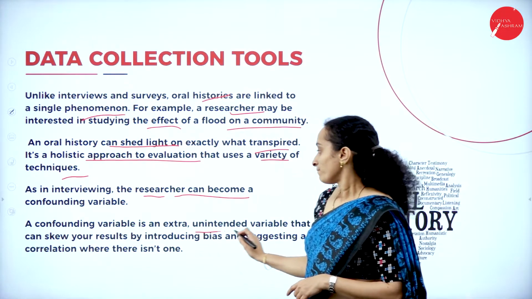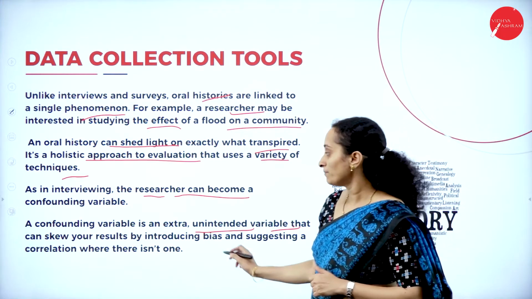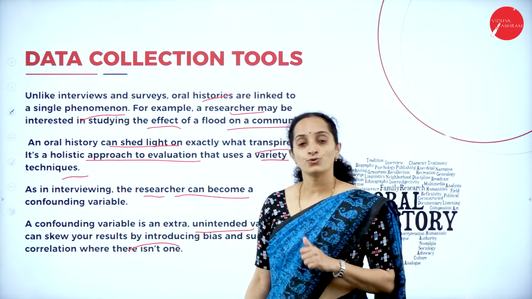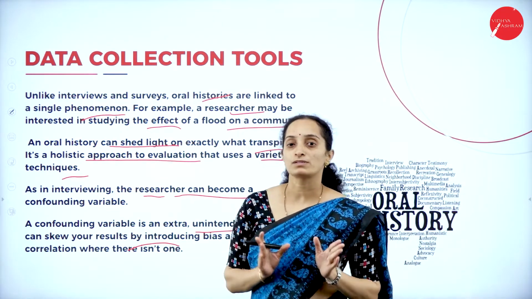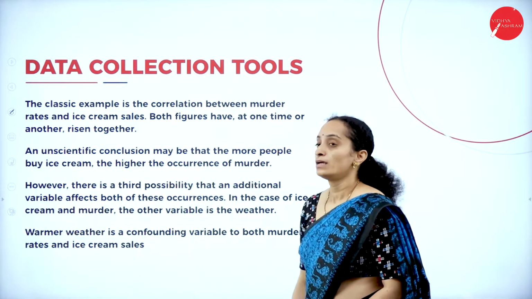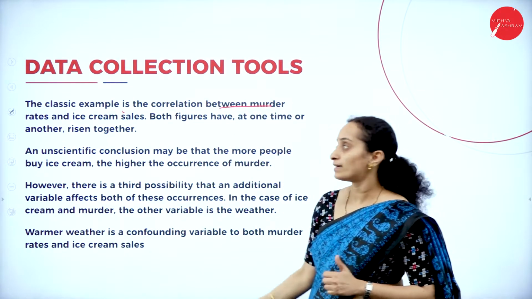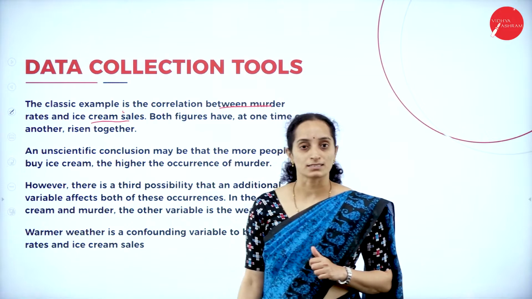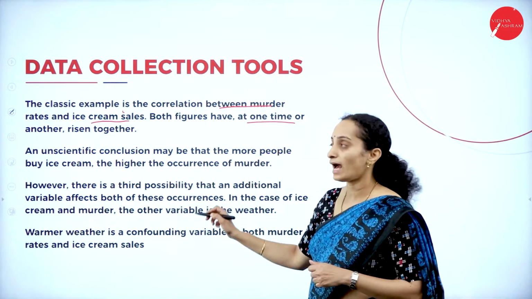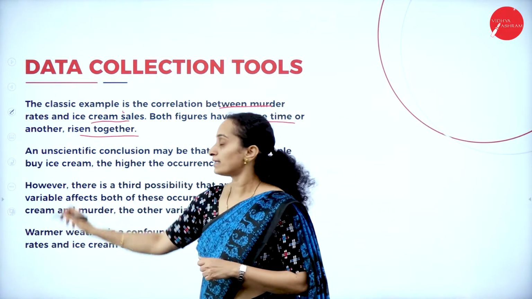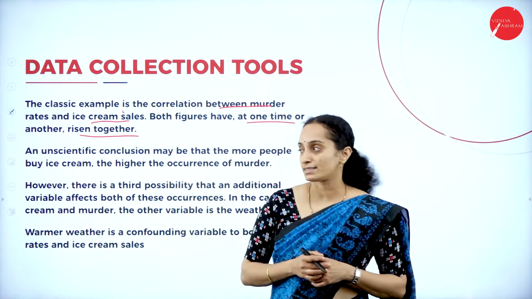Okay. So a confounding variable is an extra unintended variable that can skew your results by introducing bias, confusion about a product. Okay. The classic example is the correlation between the murder rates and ice cream sales. How are they related? Murder rates and ice cream sales. Both figures have at one time or another risen together. They are researched together, the murder rate and the ice cream sales.